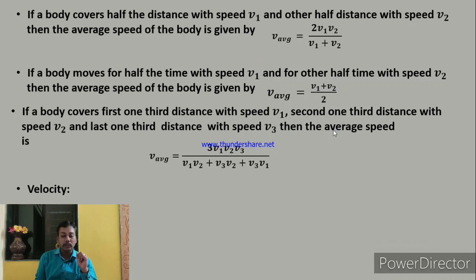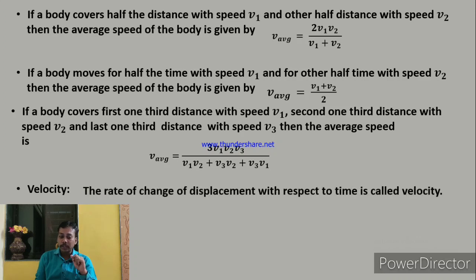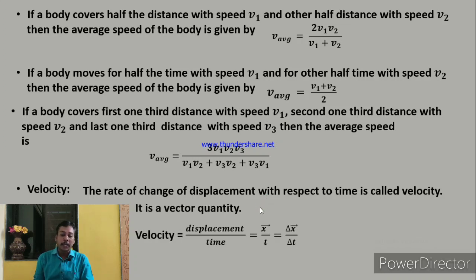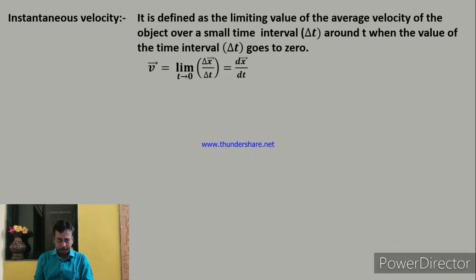Now next one is velocity. The rate of change of displacement with respect to time is called velocity. Before, speed was learned as distance upon time, but velocity is displacement upon time. Here displacement is a vector quantity, so velocity is also a vector quantity, and the formula for velocity is displacement upon time, that is x bar upon t, that is delta x bar upon delta t. So this is the formula for velocity.